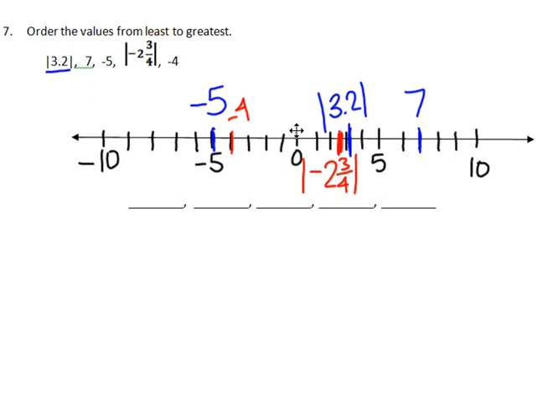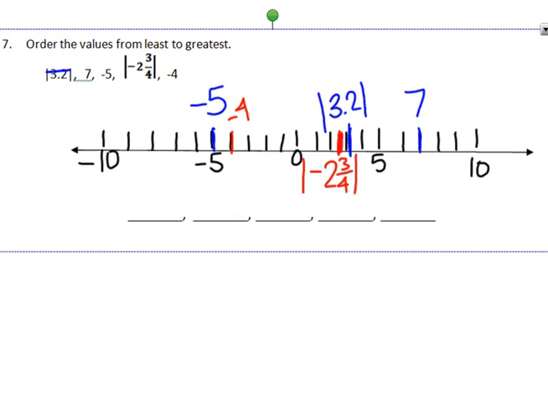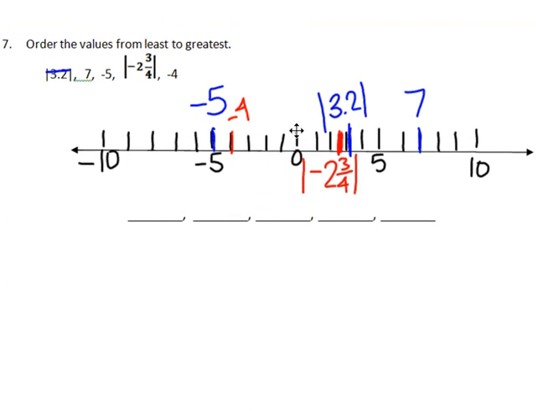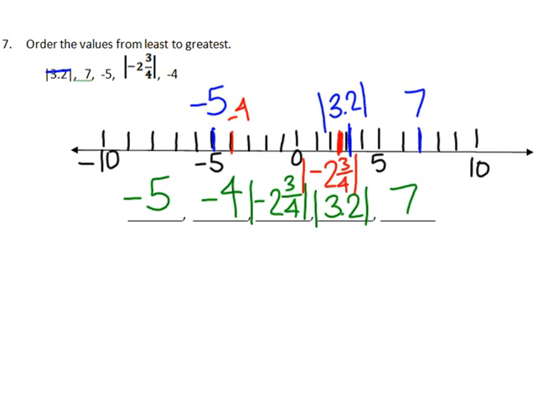Okay, I have all of my numbers, so now I'm just going to list them off in order. Okay, first is negative 5, then negative 4, then absolute value of negative 2 3/4. Next is absolute value of 3 and 2/10. And finally is 7.